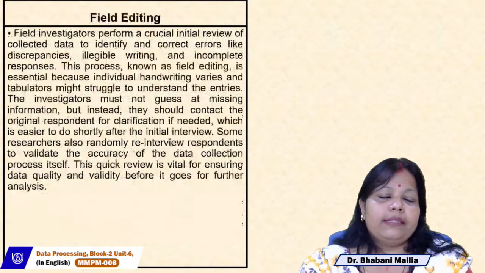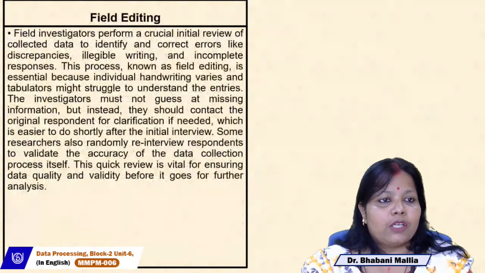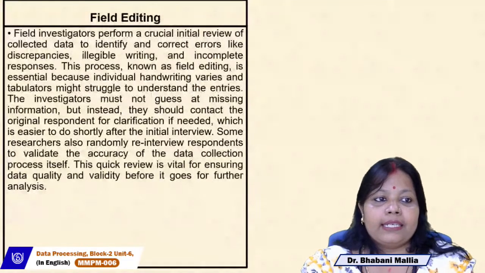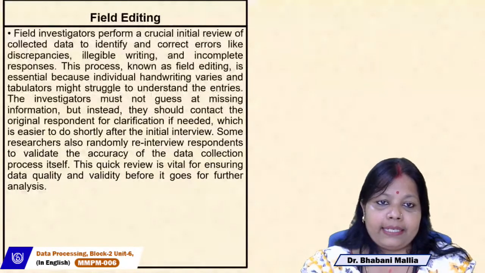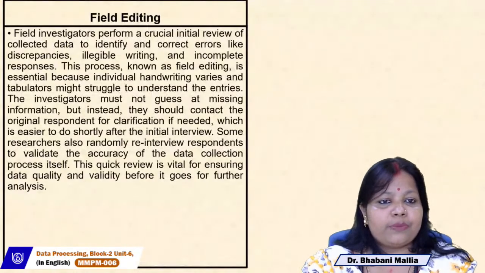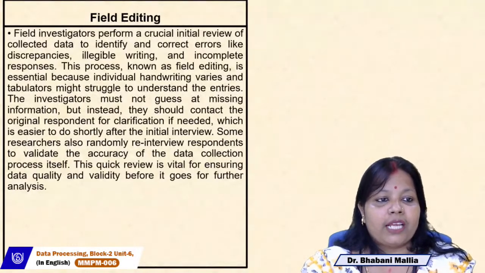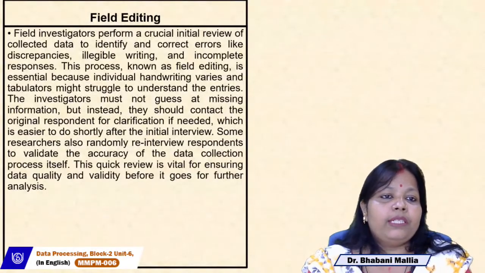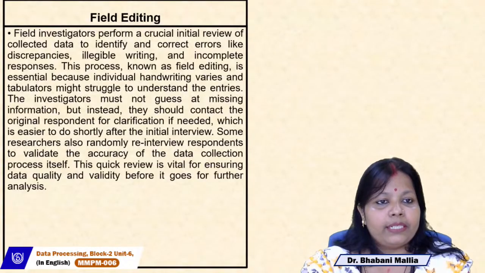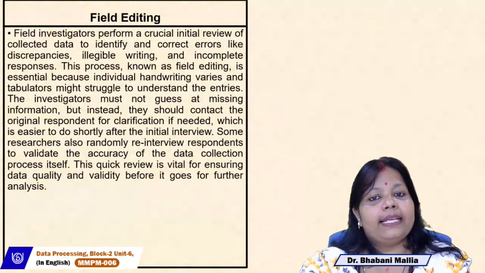So the first step of the editing process is field editing. Field investigators perform a crucial initial review of collected data to identify and correct errors like discrepancies, illegible writing, and incomplete responses. This process, known as field editing, is essential because individual handwriting varies and the tabulators might struggle to understand the entries. So in field editing, we have to complete that process inside the field only, by identifying and correcting the errors.